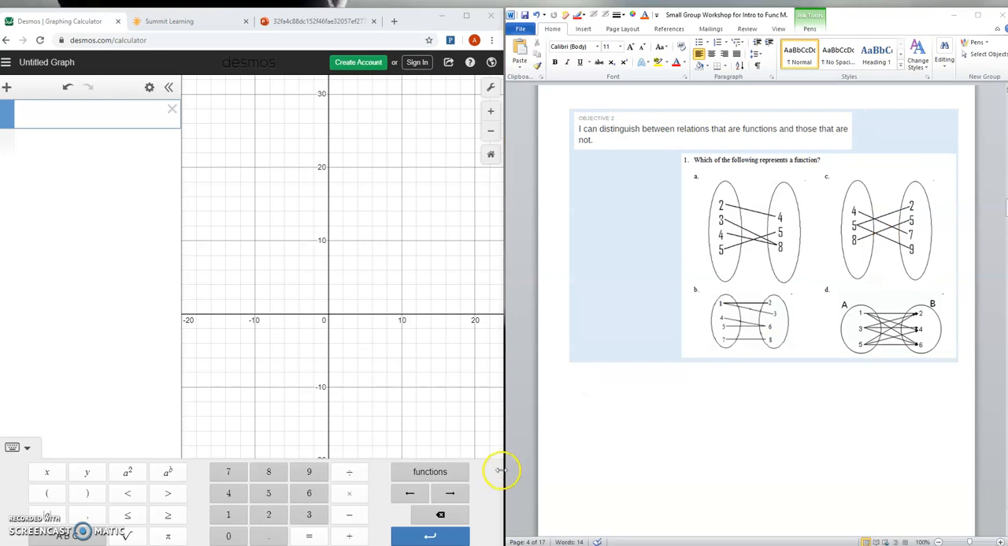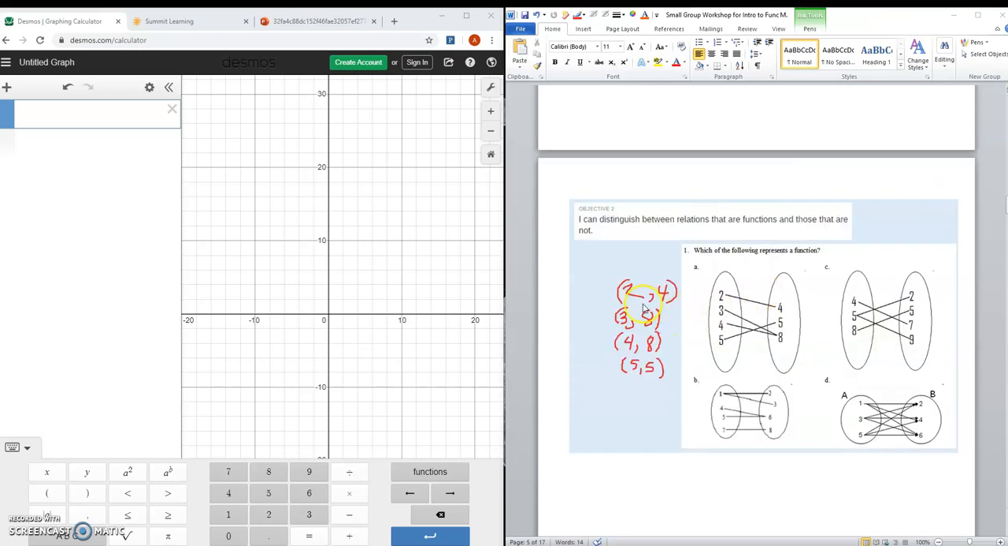Objective number 2: I can distinguish between relations that are functions and those that are not. Whenever you have a mapping like this one, I want you to generate all the ordered pairs, and from there you would know that it is a function if x does not repeat. So x must be paired up with a y value just one time. If you see x more than once, then that is not a function.